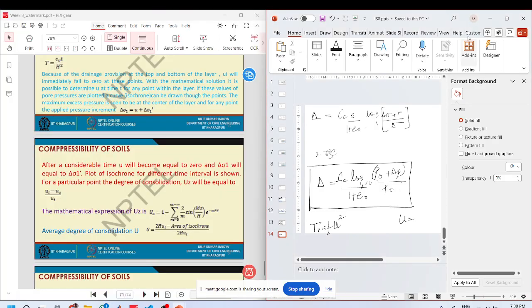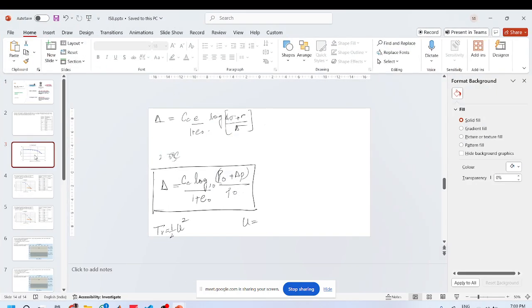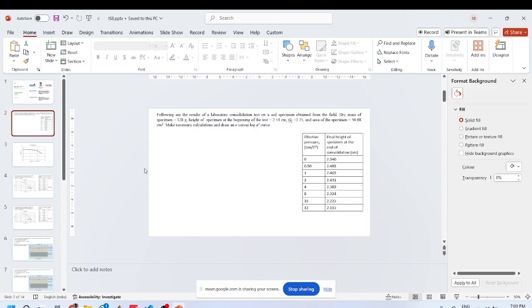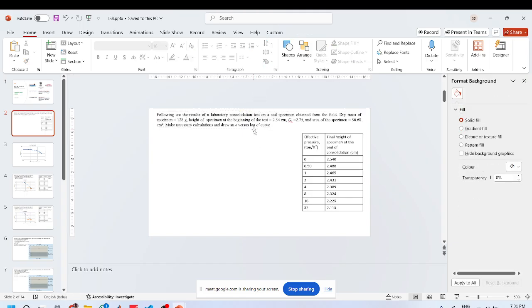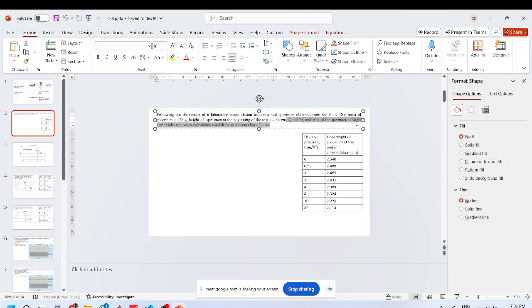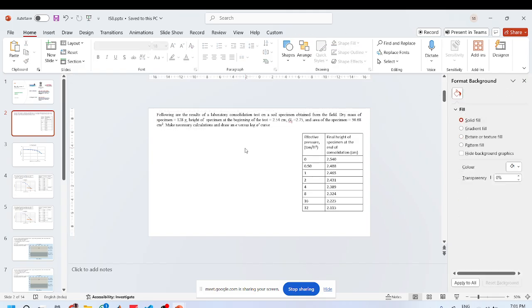Following are the results of a laboratory consolidation test on a soil specimen obtained from the field. The dry mass of the specimen has been given, height of the specimen has been given, the Gs has been given, area has been given. Make necessary calculations to draw the e versus log sigma graph. Okay, let's do that.